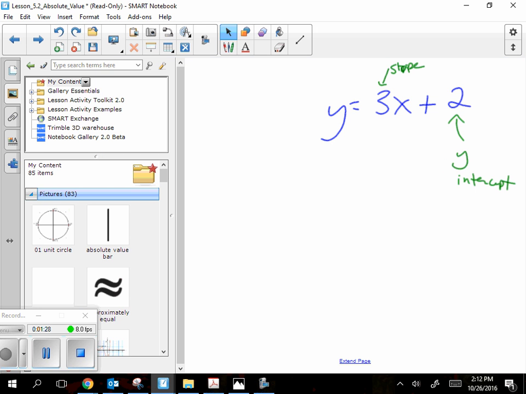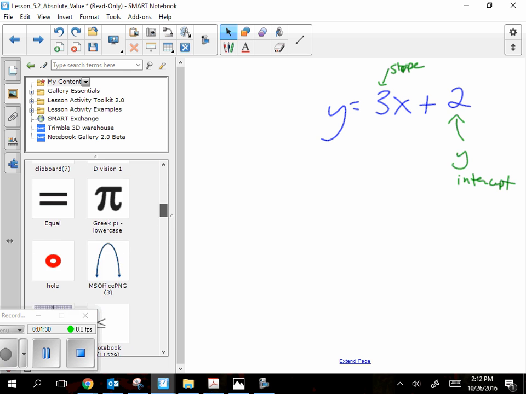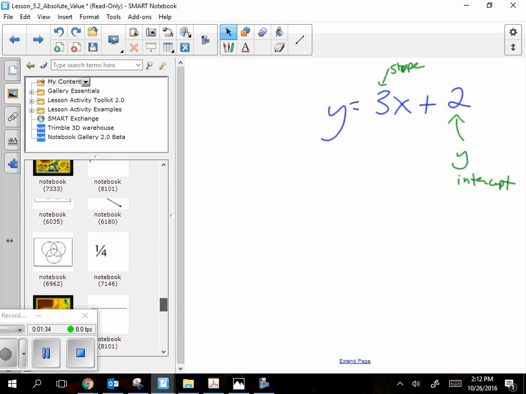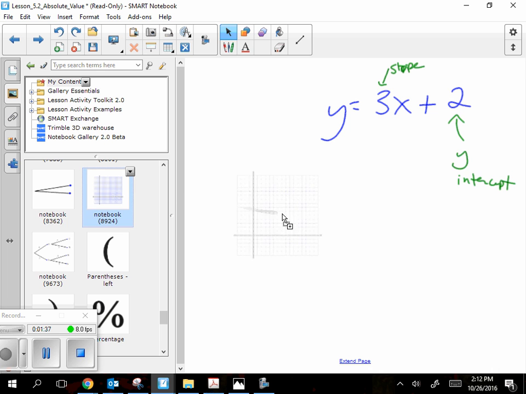So I'm going to take a second to pull up a graph here. Sorry, having technical difficulties pulling up a graph. There we go.